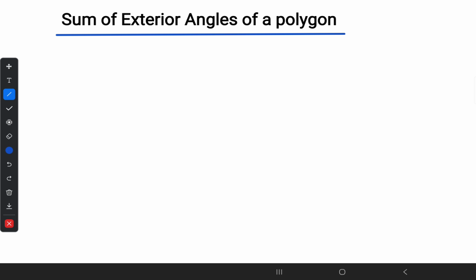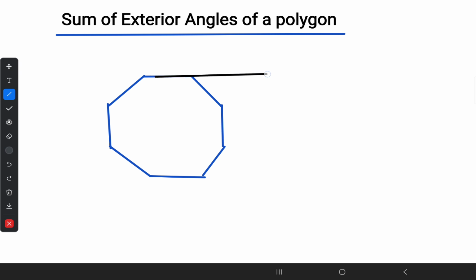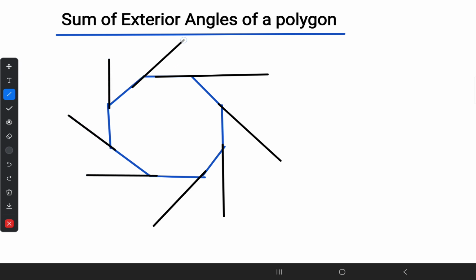So now the experiment is that we are going to draw an octagon. Octagon means it should have a total of 8 sides. 1, 2, 3, 4. Just look at how I am drawing. 5, 6, 7, 8. This is an octagon. What we are going to do is extend each side: 1, 2, 3, 4, 5, 6, 7 and 8.